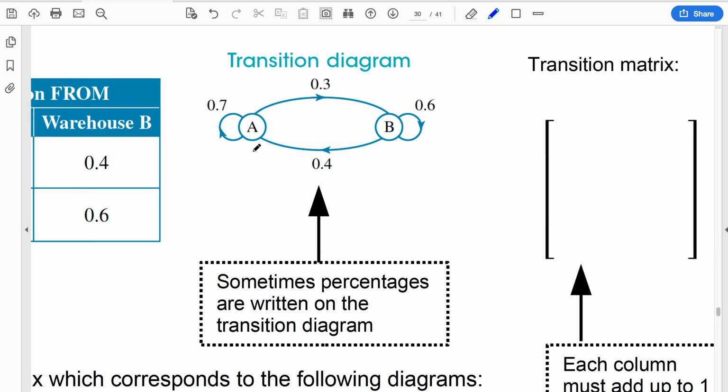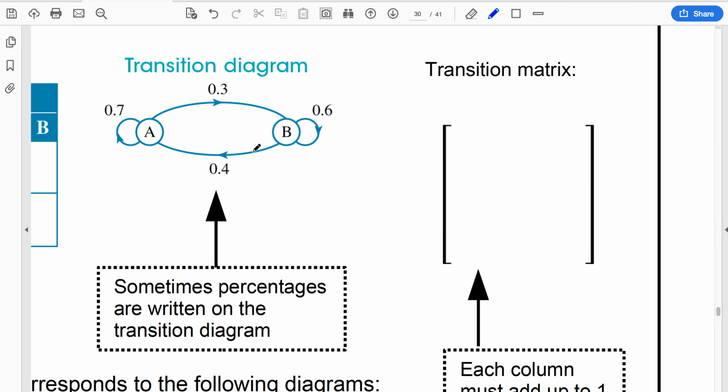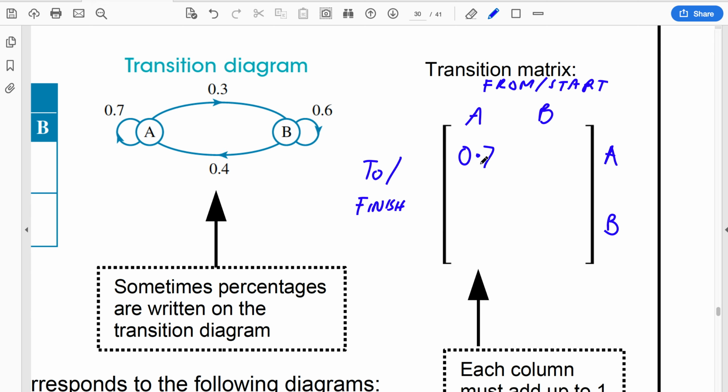What we want to be able to do is put it into a transition matrix. So what you're always going to do is make sure your from, or your starting point, is going to be written in these columns here. So A and B are our two warehouses in this example. And the rows, I might just write it on this side, I've got more space, are our to, or our finish point. So they might start at, say, A and then finish the day. So from A to finish the day at A, we can see that 70%, that's written as 0.7, so 70 divided by 100, in other words.